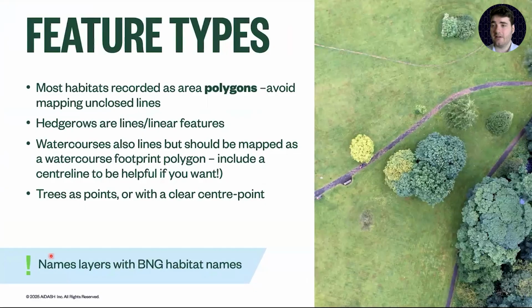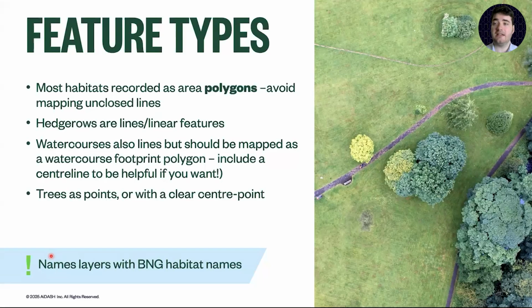Within BNG, there are very clear definitions of how things should be mapped. So most habitats are mapped as polygons, and there's a polygon feature type in CAD design normally that should be used. We would like to avoid mapping habitats in unclosed lines whenever possible, because that can be a real headache to translate into a GIS document. So if you can, try to use the polygon feature for creating area habitats, that's anything that covers the ground basically, or indeed covers roofs.